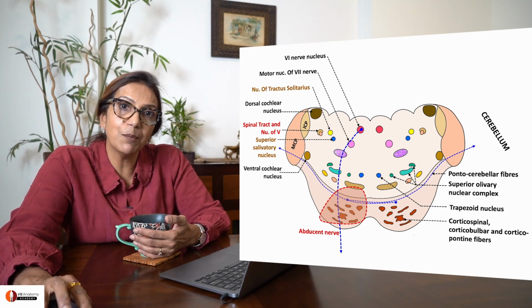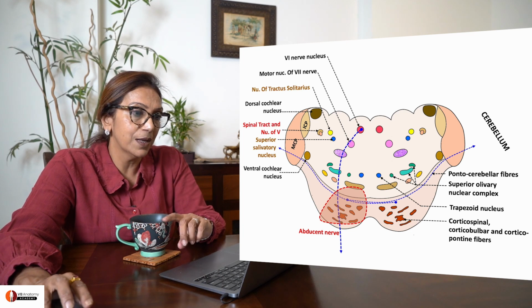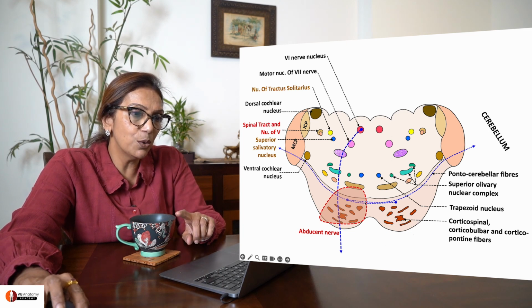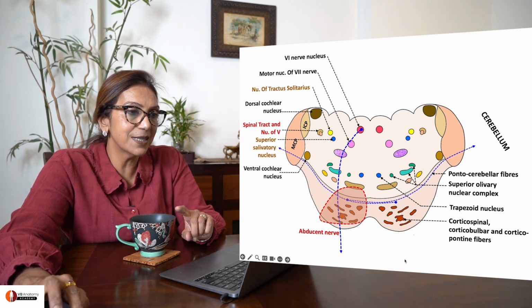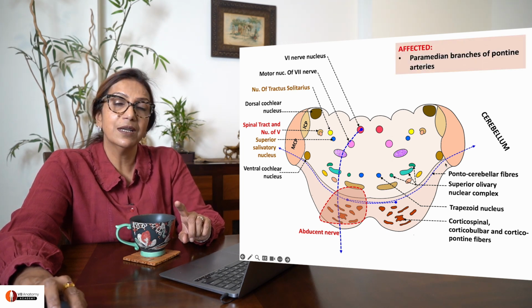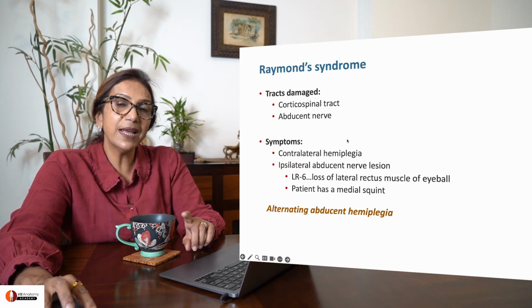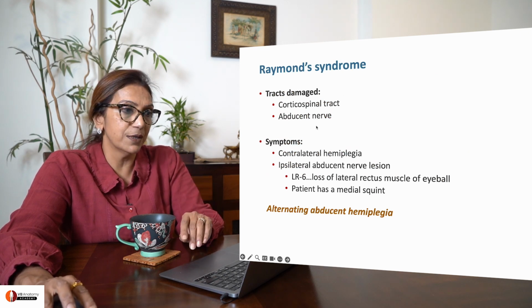What will the patient come with? Look at it carefully and come up with your answer now. You can see corticospinal, corticobulbar, corticopontine tracts affected. You can see abducent nerve affected. What symptoms will the patient come with? Okay. The tracts damaged are corticospinal, abducent nerve.